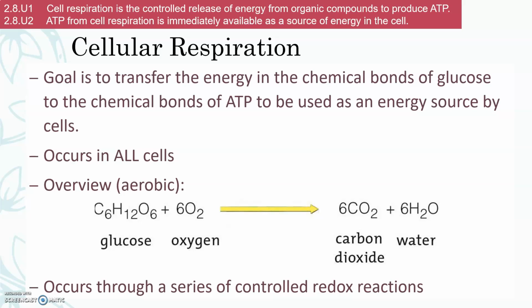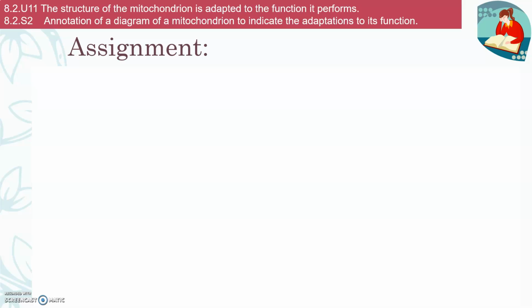The majority of this process happens in the mitochondria. The beginning stages of cellular respiration actually happen in the cytoplasm. The final stages happen in the mitochondria.